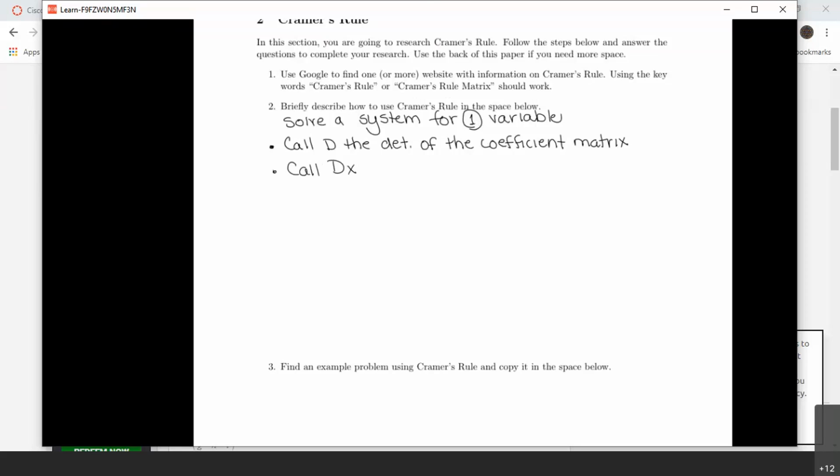Then let's call D sub x the determinant of the coefficient matrix with the x column replaced by the constant matrix, that is, the x column replaced by the constants. That's the stuff that's on the right-hand side of the equal sign.